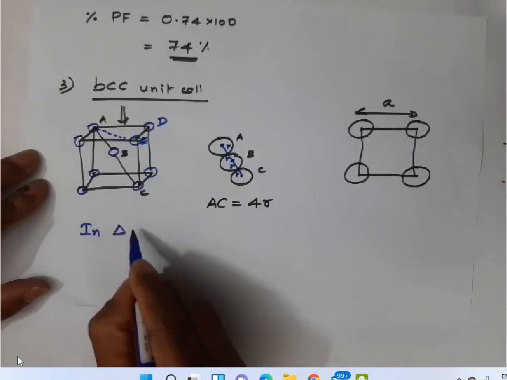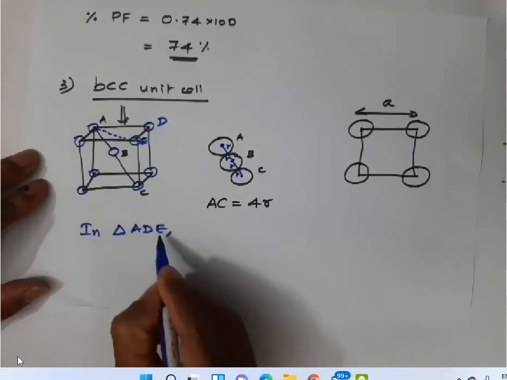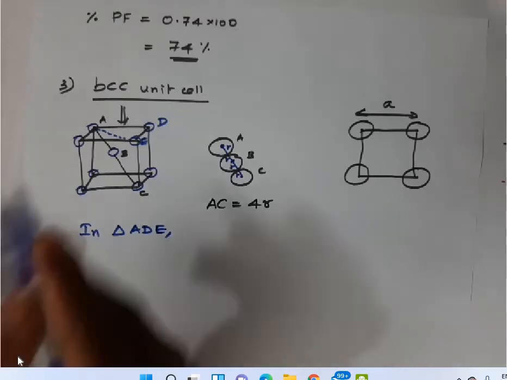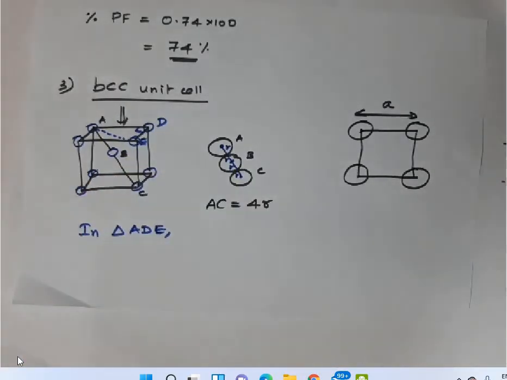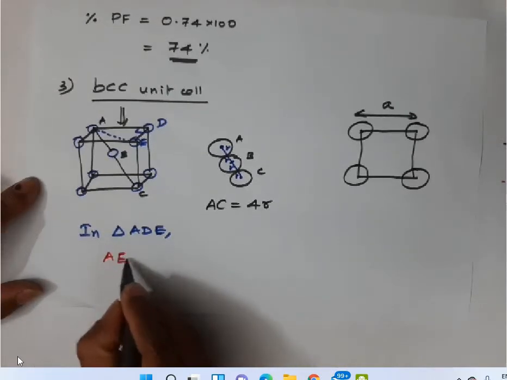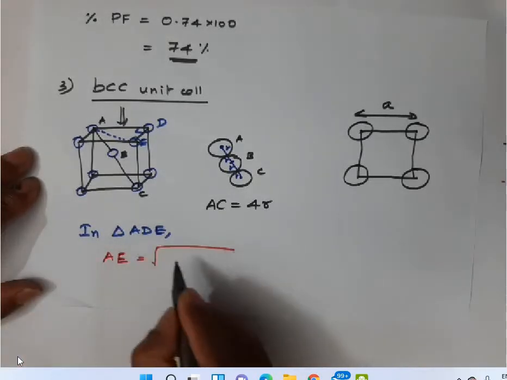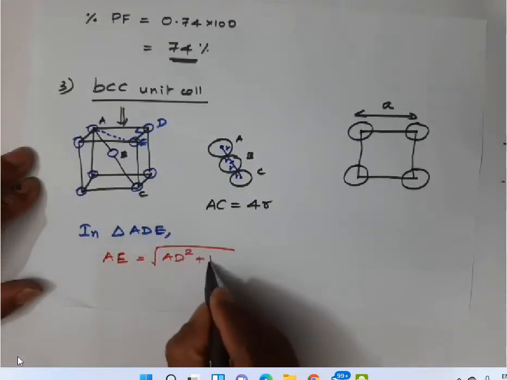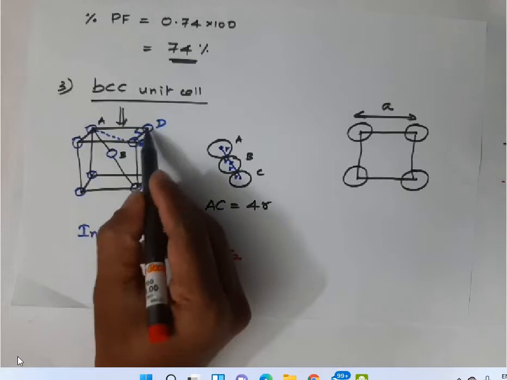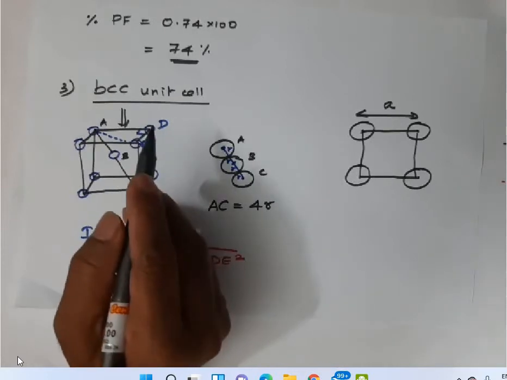In triangle ADE, you know triangle ADE is a right angle triangle, correct? Because this corner is a right angle, 90 degrees. Whenever you have a right angle triangle, you can apply Pythagoras theorem. According to which AE squared, or I can write directly AE equal to square root of AD squared plus DE squared. Square of this length plus square of this length, add them, then take square root.